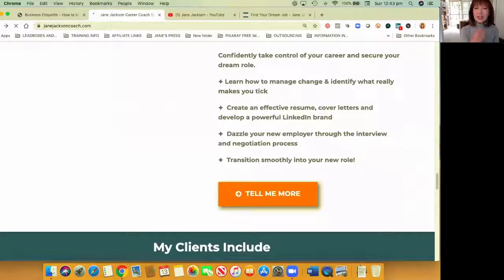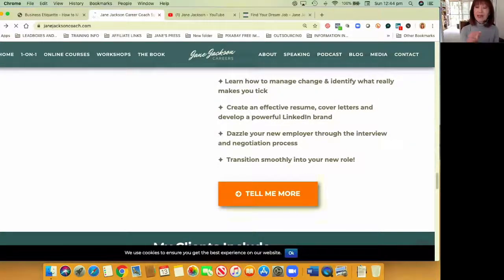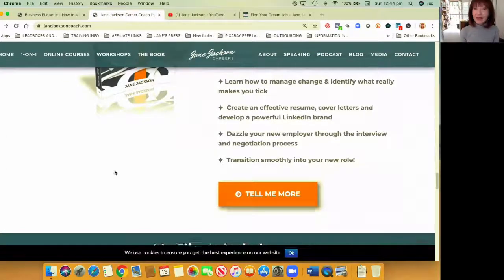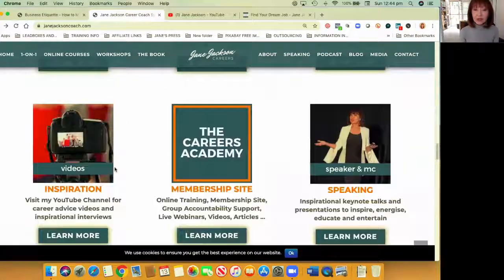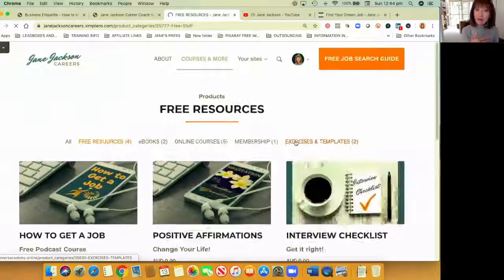So we've got free with an email address, and then we've got low cost but high value. I'll just show you some other things as well. If you go to free resources, this takes you to a membership site. Also low barrier to entry, but I've got lots of free stuff.